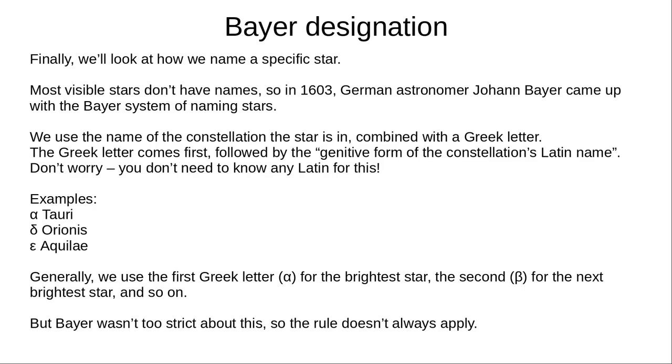Thus, stars have names like Alpha Tauri, Delta Orionis, and Epsilon Aquilae. We generally use the first letter of the Greek alphabet, Alpha, for the brightest star in a constellation. Then the second letter, Beta, for the second brightest star, and so on. But Bayer didn't follow this rule very strictly, so it's not always quite correct.